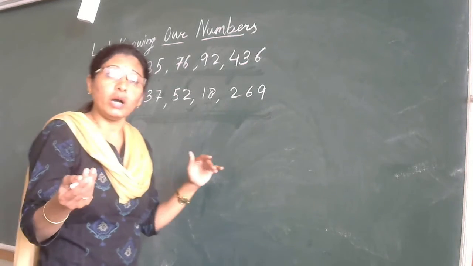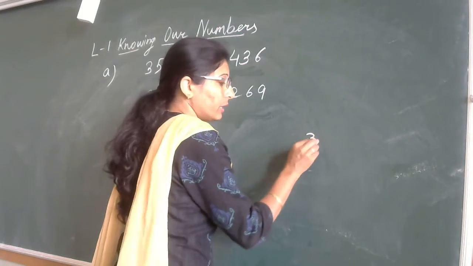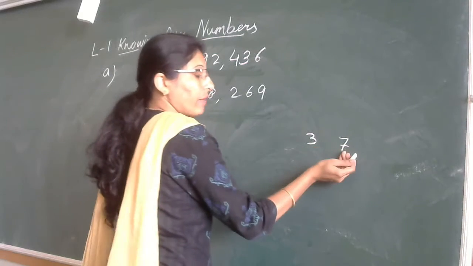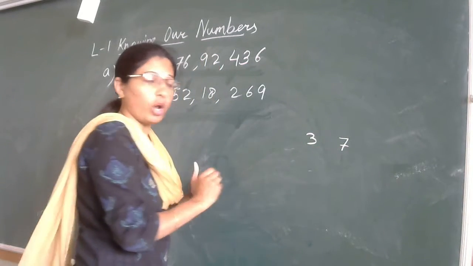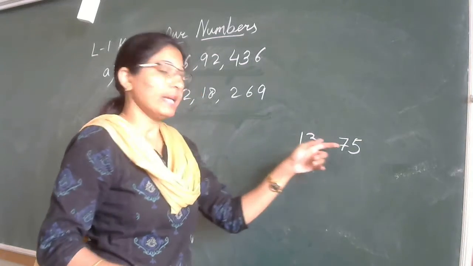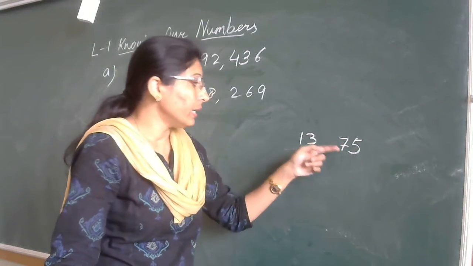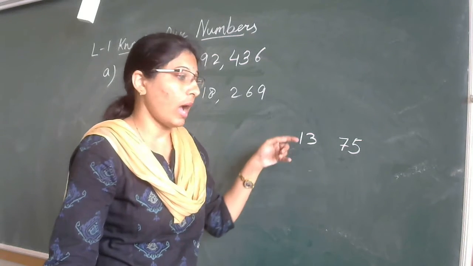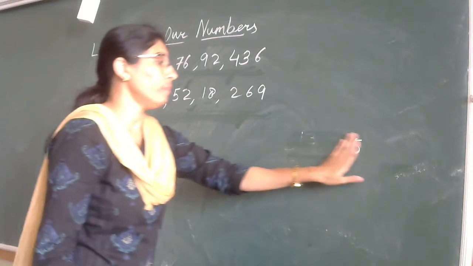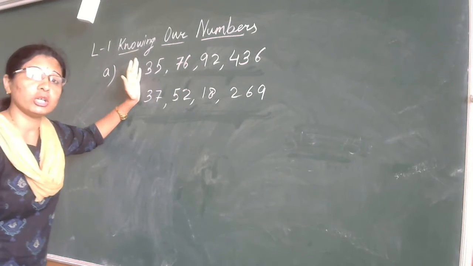For small numbers it will be easy. If it is a one-digit number, 3 and 7, we can easily say that 7 is greater and 3 is smaller. If we take 2-digit numbers, 13 and 75, we can easily tell that 75 is greater and 13 is smaller. But when it is a large number, what do we have to do? We have to start from the largest place.